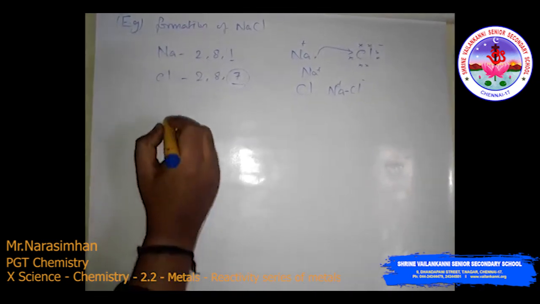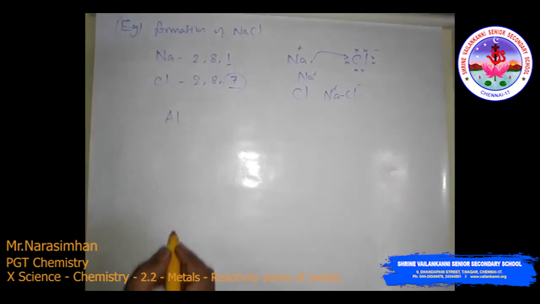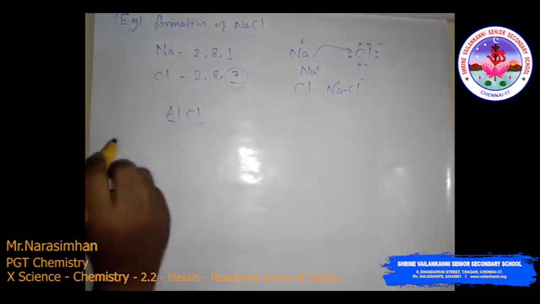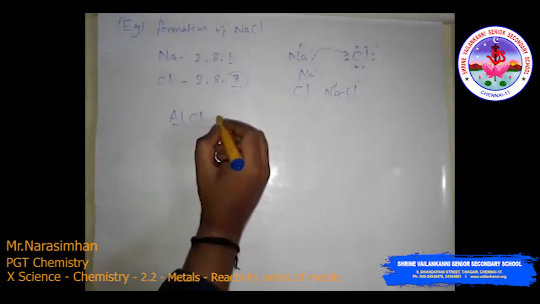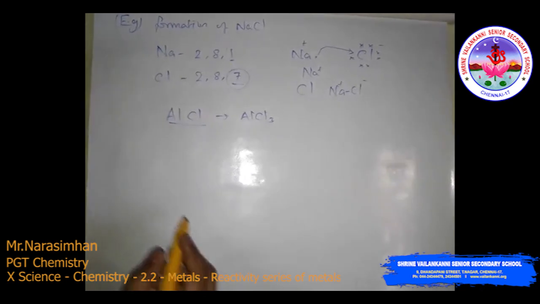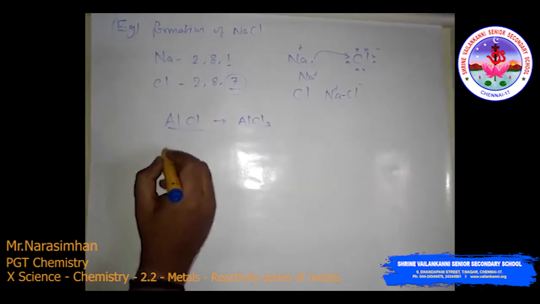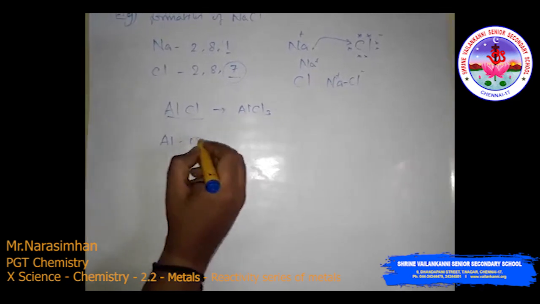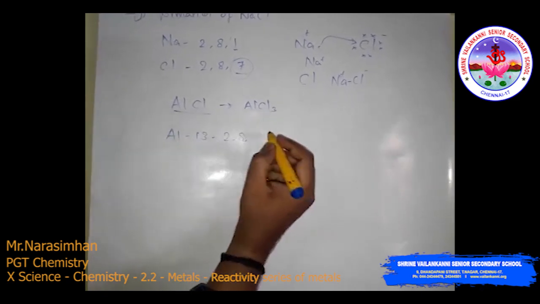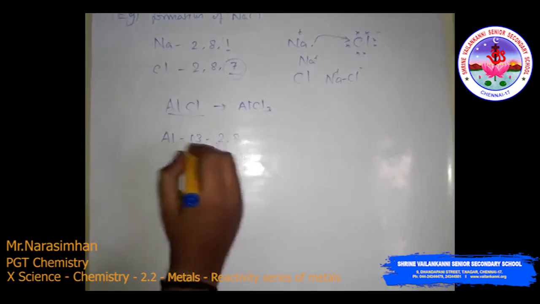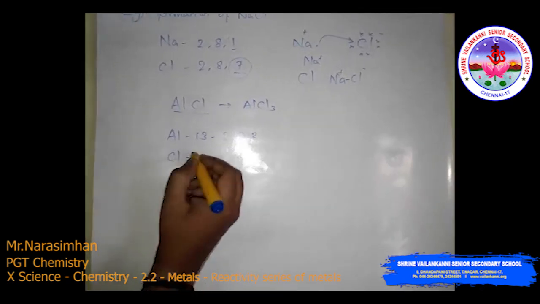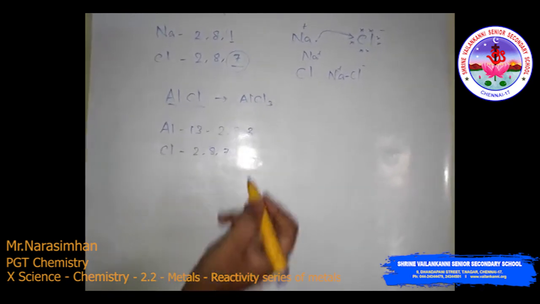In a similar way, aluminum chloride, Al and Cl. See how many chlorine atoms are present. The formula is AlCl3. This is the aluminum chloride formula. Now we will check aluminum. The atomic number of aluminum is 13. Write the electronic configuration: 2, 8, 3. Then chlorine is 2, 8, 7.